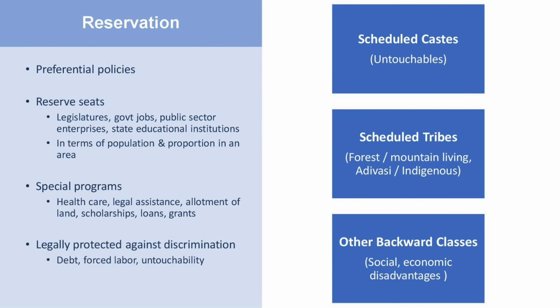The third is the other backward classes, OBCs, which includes castes who are considered to be affected by backwardness based on social and economic disadvantages. That includes Shudra castes and also some other castes. The individual states were the ones which were to determine which castes would be identified as OBCs.